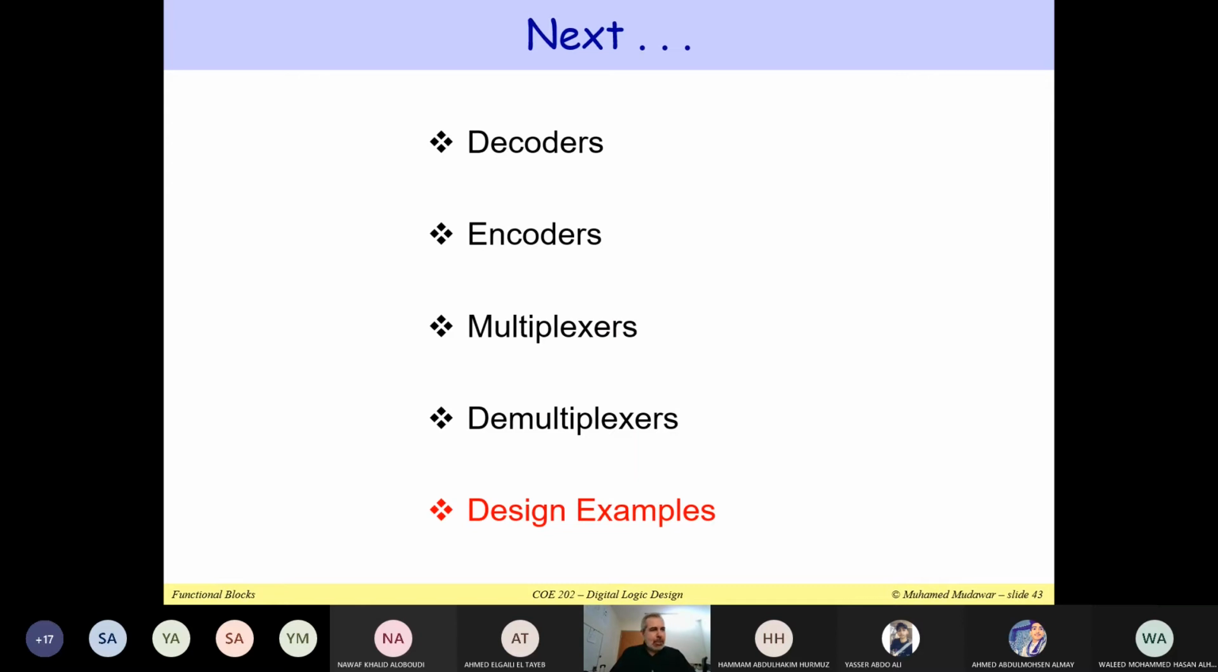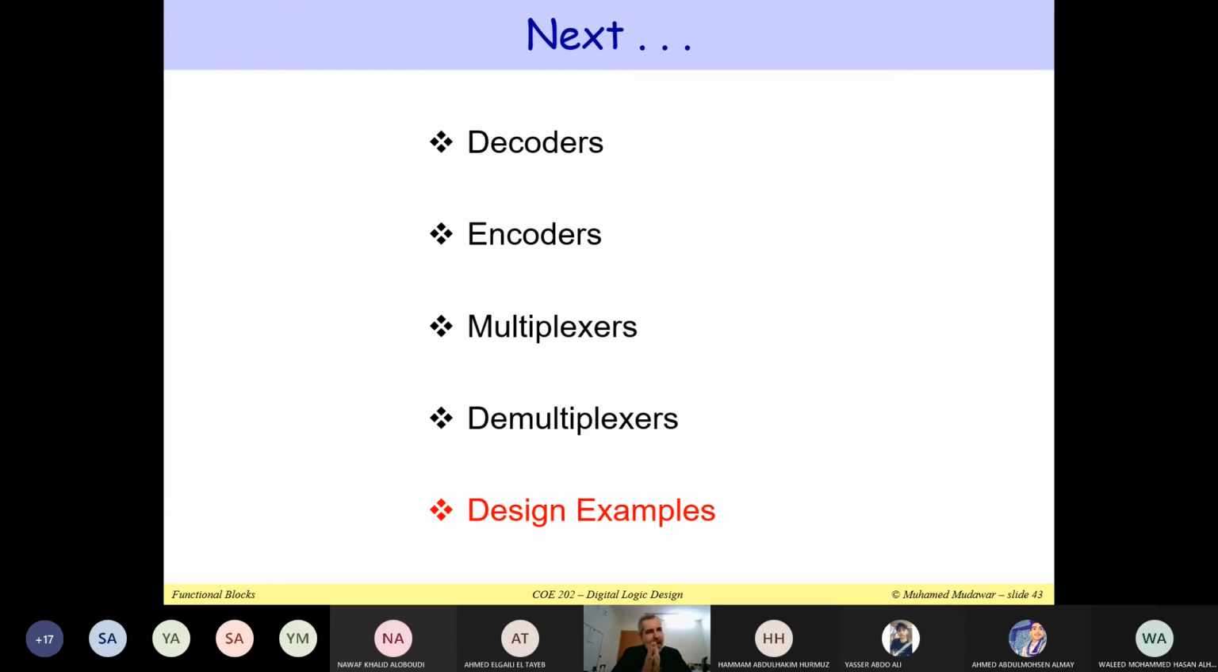Now, let me show you some design examples. Before I move on to design examples, do you have any question about all the topics that we have seen? We have seen many different blocks: decoders, decoders with enable inputs, encoders, priority encoders, multiplexers, and demultiplexers, which turn out to be decoders with enable inputs.